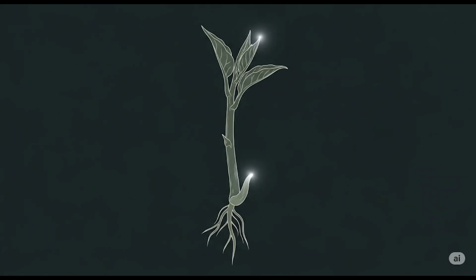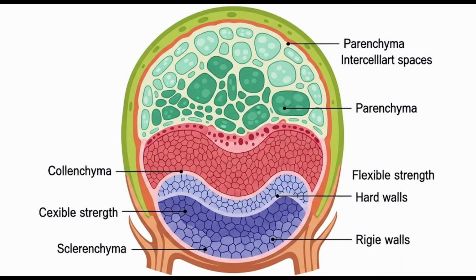We classify them based on their region, their location in the plant body. First, there's the apical meristem. This is found right at the growing tips of stems and roots. So making the plant taller or the root deeper? Precisely. It's responsible for increasing the length of the plant.